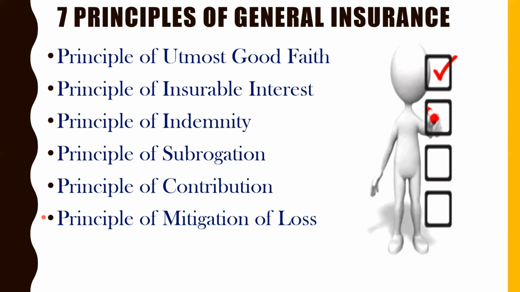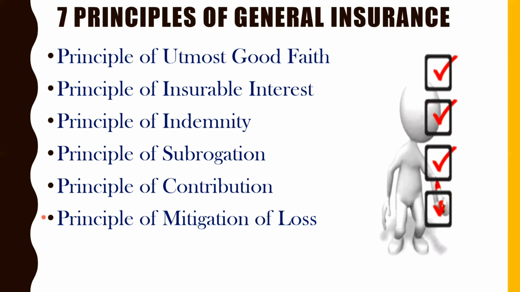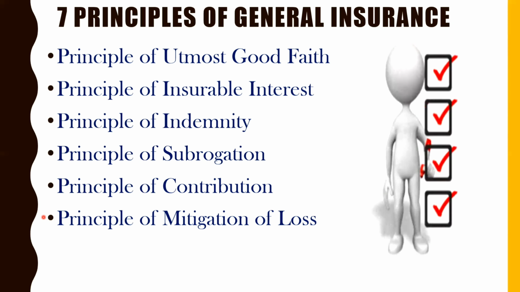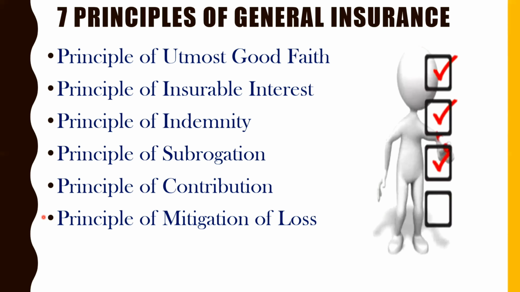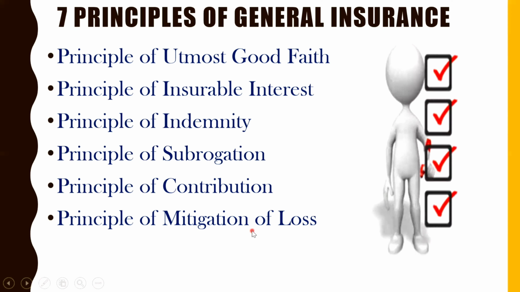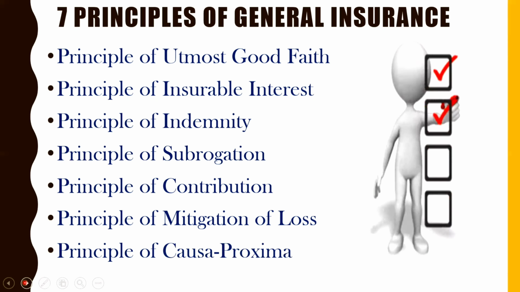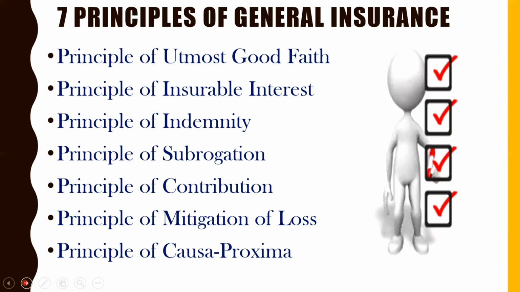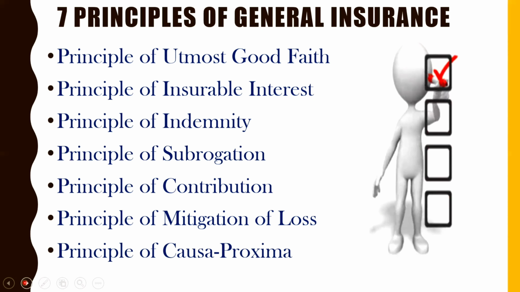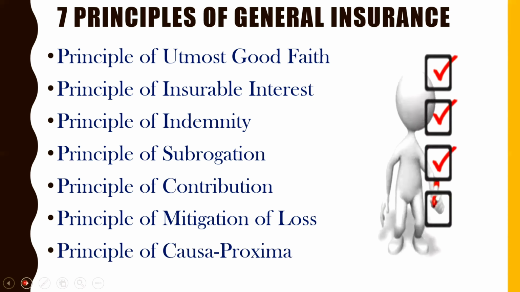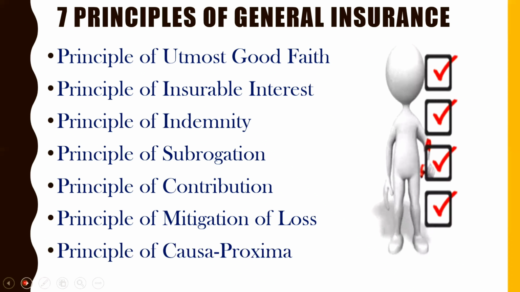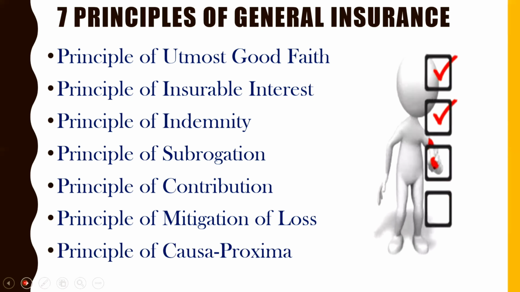So when, as a client, you take insurance on your goods, it does not mean that you are relieved from taking care of the goods. It is your job to take care of the goods. That is called the principle of mitigation of loss. Then the next principle is the principle of causa proxima. The principle states that if the loss happens due to more than one cause, then the proximate cause of loss is to be found and considered to decide the liability of the insurer.